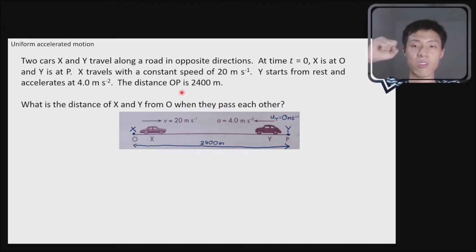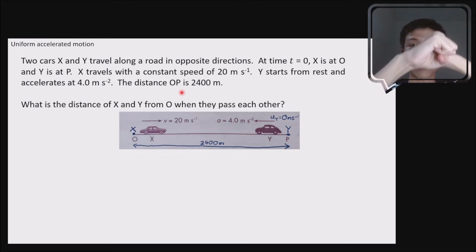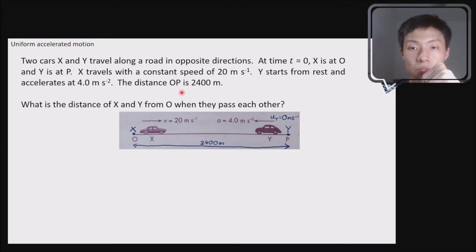The idea is like this: you have car X and car Y, and then opposite direction, right? One is moving in constant velocity, the other one is moving with an acceleration. So at some point, right, they will pass by each other. So X and Y will be on the same point. Okay, X and Y will be overlapping on each other in the diagram. So they're asking, when they overlap each other, what is the distance of this point from the point O over here?